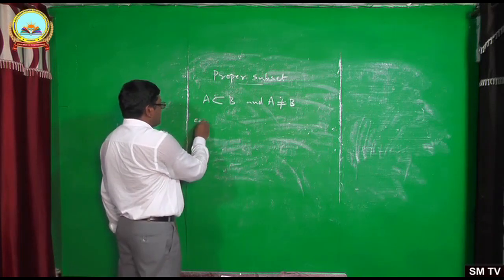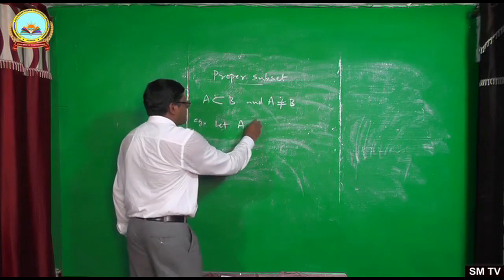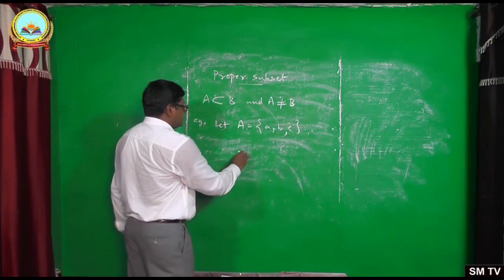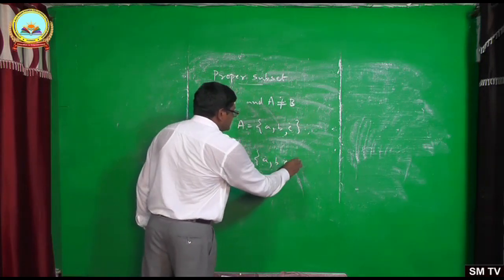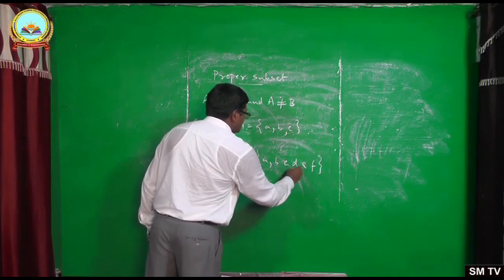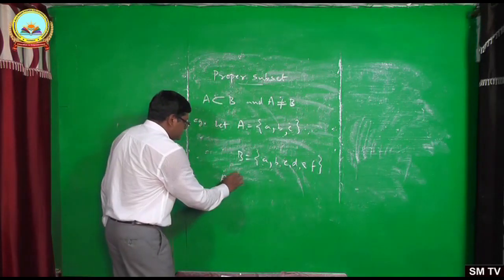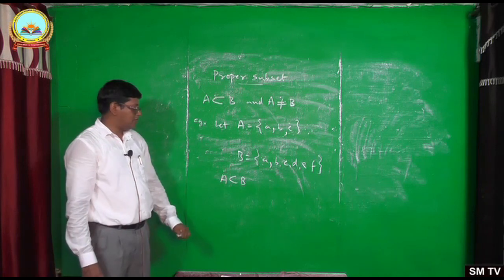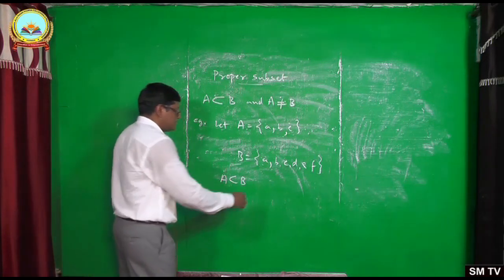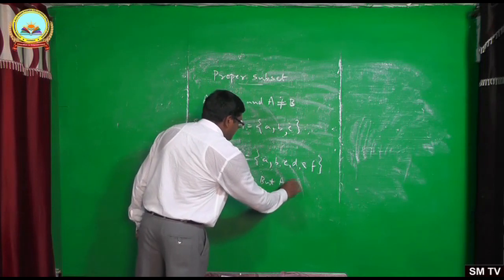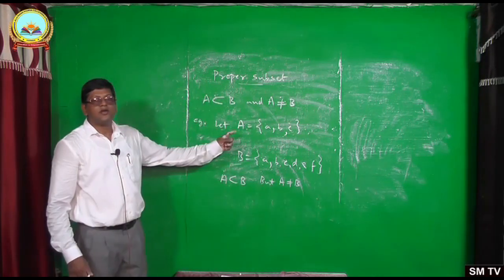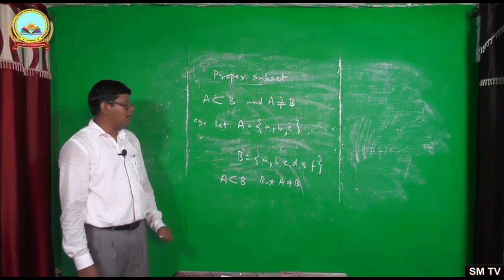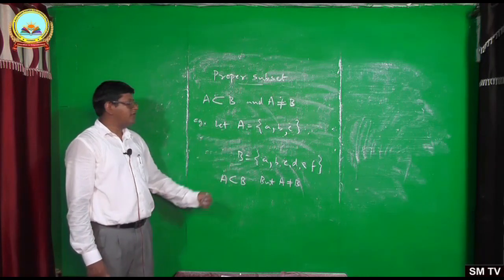For example, let A be the set consisting of a, b, c. B be the set consisting of a, b, c, d, e, f. Clearly, A is a subset of B because every element of A is also an element of B. Therefore, A is a subset of B, but A is not equal to B. Here A is called a proper subset of B, and B is called a superset of A. Okay.